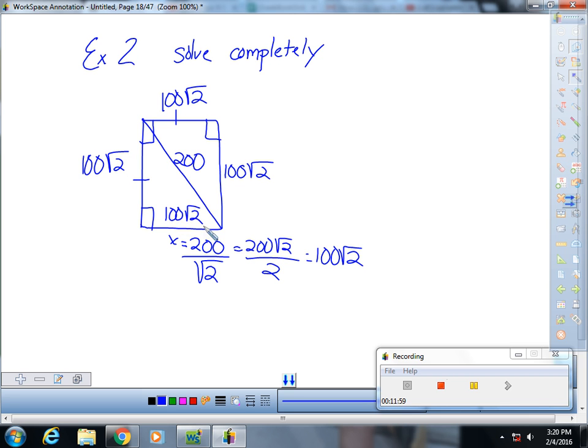And that is your introduction to special right triangles. Boom!